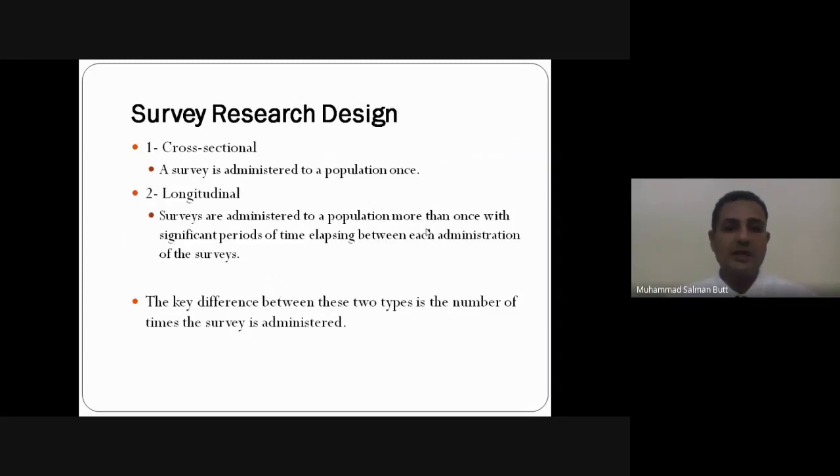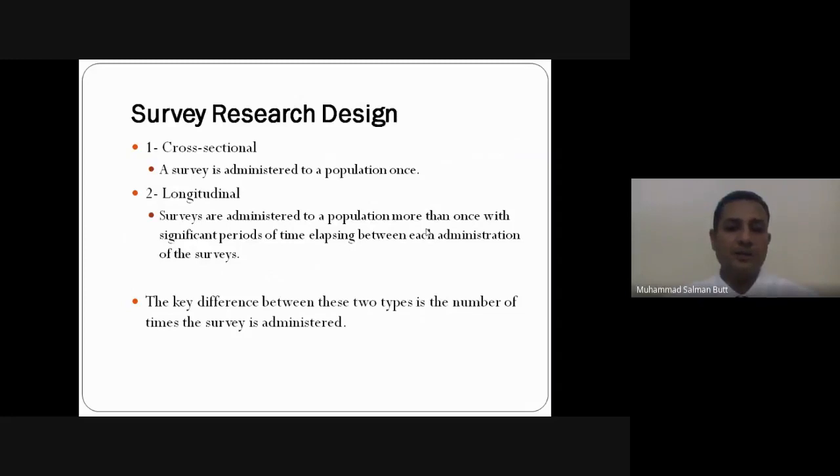The cross-sectional study design is a survey research in which you administer the survey to a population once only. I'm using the word population here, but that means the sample. So you should not get confused with these terminologies. Once you are doing sample survey research, you can call your sample a population group as well. So you are going to study your population once only. You're not going to make a second attempt to measure the data from the same population.